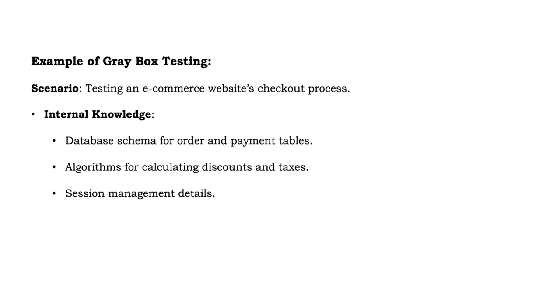Algorithms for calculating discounts and taxes. In case any discount is there, or any taxes need to be calculated, whether it is getting calculated properly or not, that idea I should have, right? And if any coupon code is there, how it is getting applied. All that detail I must know before I perform this gray box testing.